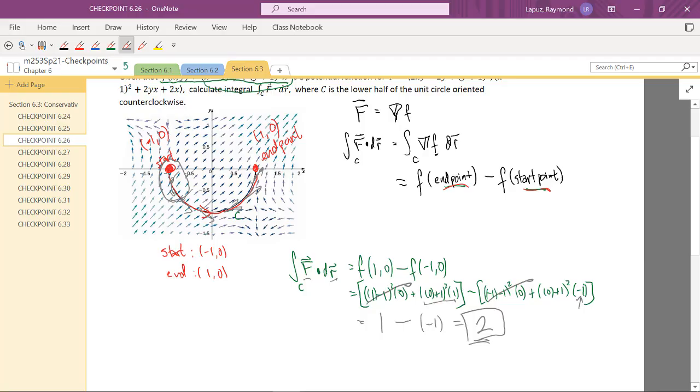Anyways, that's just a quick observation to verify that you do have a positive value. All right, I hope that helps. And we use the fundamental theorem of line integrals here.